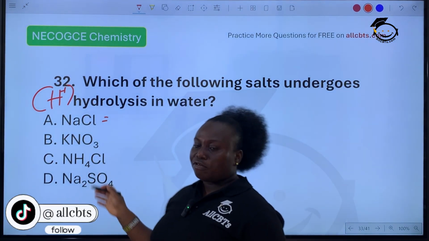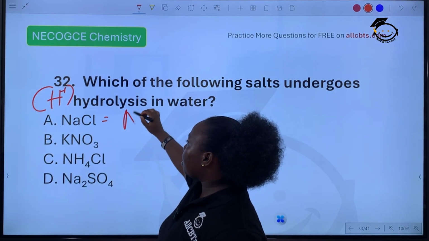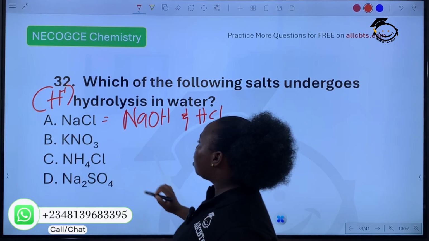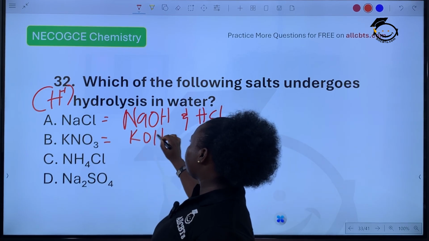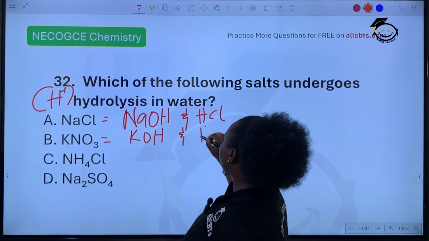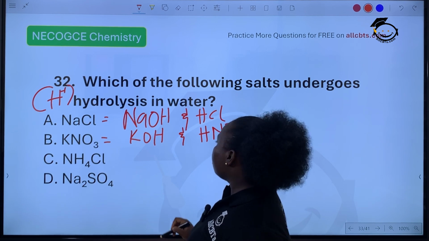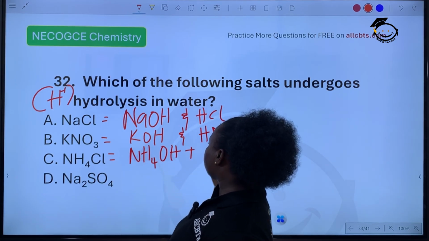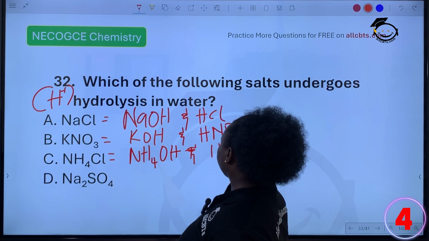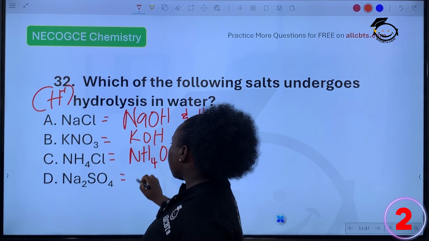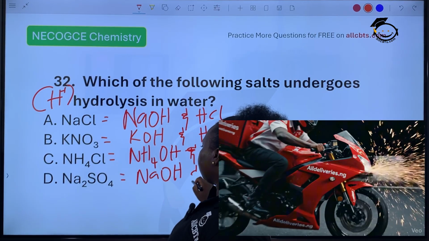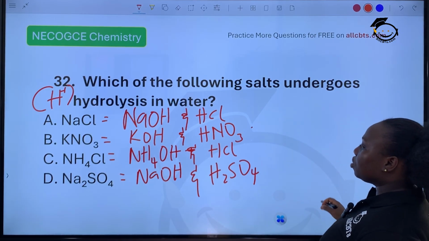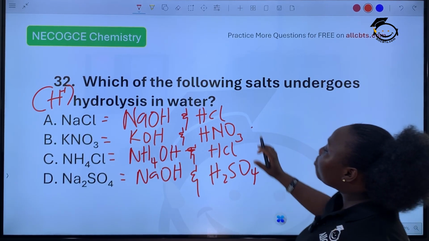Now when NaCl dissolves in water, it will give us NaOH and HCl. KNO3 will give us KOH and HNO3. NH4Cl will give us NH4OH and HCl. Na2SO4 will give us NaOH and H2SO4. Now, since we know that this is what these ones will give us, let's find out whether the resulting solution will be acidic.